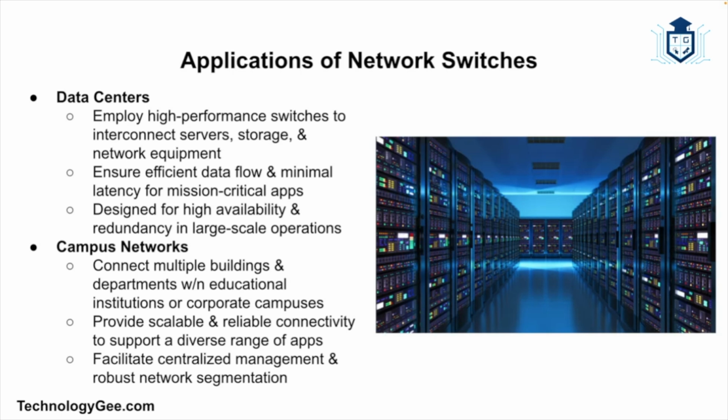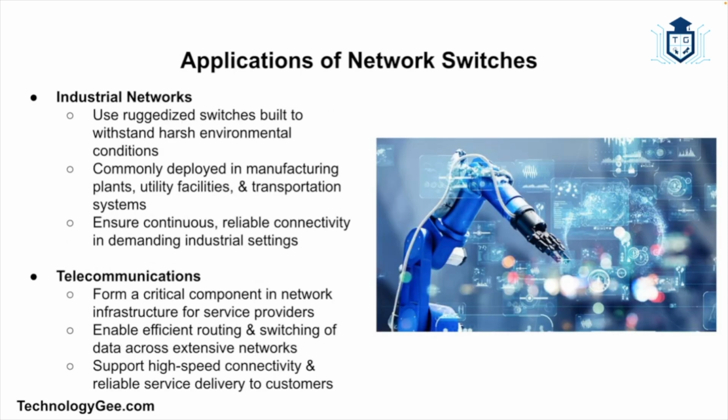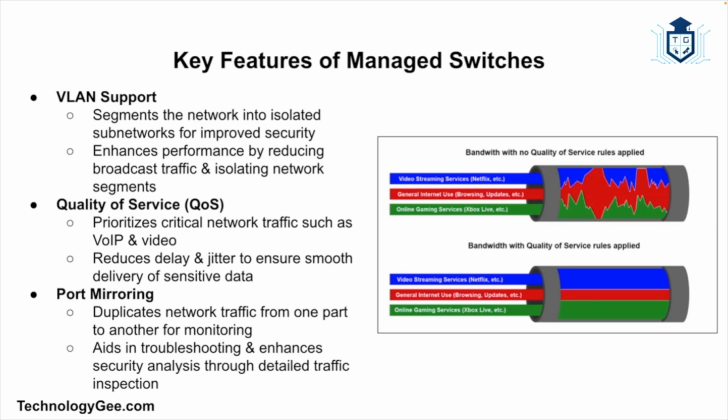They're on campus networks. So, network switches are used to connect various buildings and departments within the campus, providing reliable and scalable connectivity. You'll find them in industrial networks. So, ruggedized switches designed for industrial environments are used to connect devices in manufacturing plants, utility facilities, and transportation systems. And then there's telecommunications. So, network switches are used by telecommunication providers to connect network infrastructure and deliver services to customers.